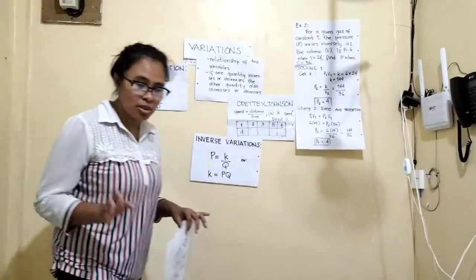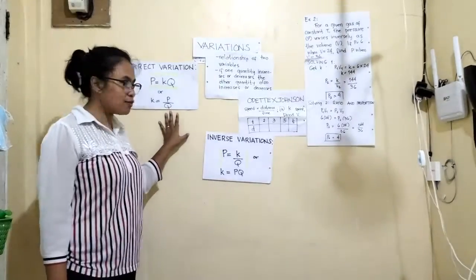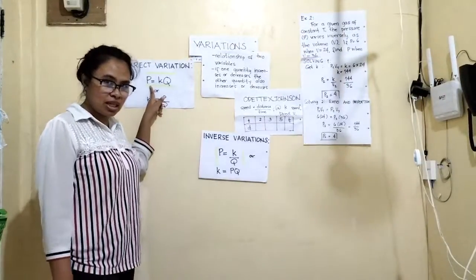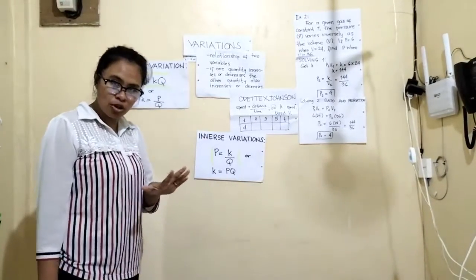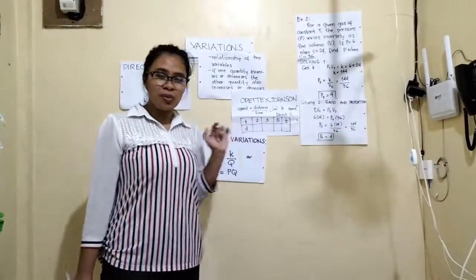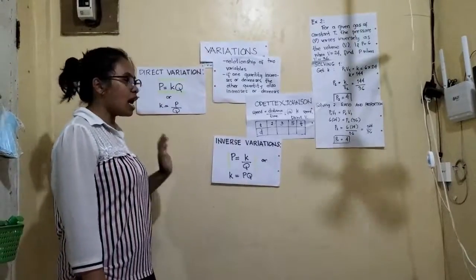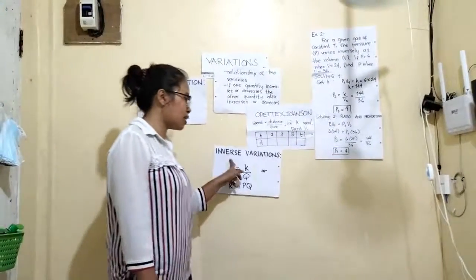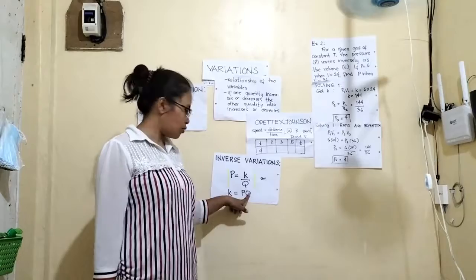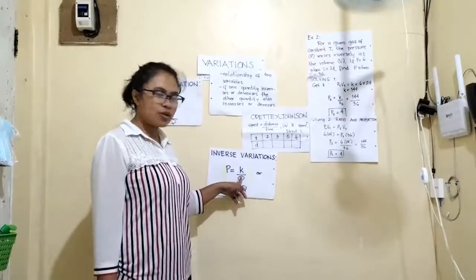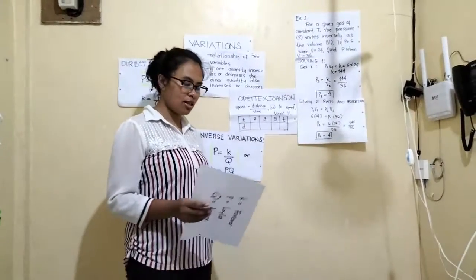So before we proceed, these must be your takeaways, right? For direct variation, you have to note that as variable P increases, variable Q also increases because they are directly proportional to each other. This also means that if P decreases, Q also decreases. However, this is exactly opposite with inverse variations, wherein if P increases, Q decreases. And if Q increases, P decreases, right? So that is called inversely proportional to each other.